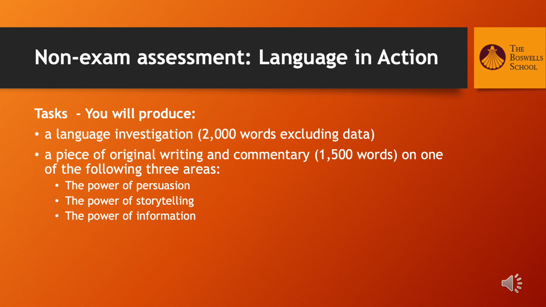For the original writing, students will produce a piece of writing using an existing text as a model to explore language. Students will produce one piece of writing based on one of the following three areas: the power of persuasion, the power of storytelling, or the power of information. In preparation for the writing, students will study a range of style models before selecting and analysing one style model in detail, and produce thorough annotations to analyse how language has been used. Students will also create a commentary to allow them to consider and evaluate the style model, the original writing process, and the effectiveness of the final piece of writing.